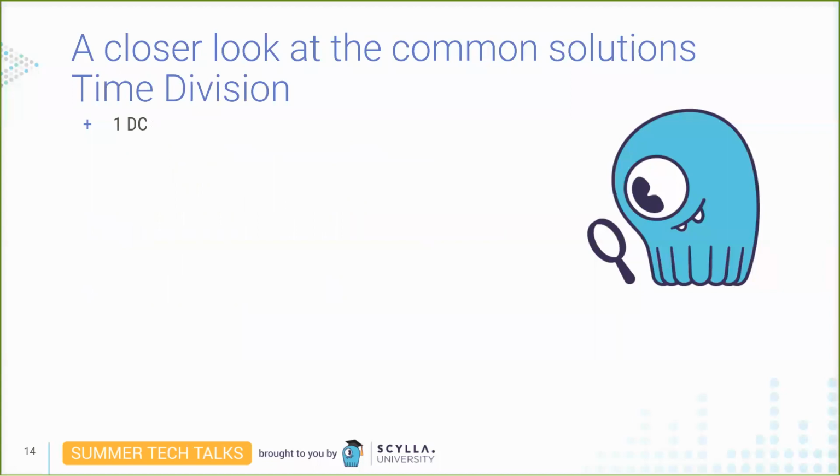So let's look into time division maybe. This is already better. We are only using one data center. As for the OLTP load, that doesn't change, same occupancy percentage. But until now, for less money, so it seems we're on the right path.